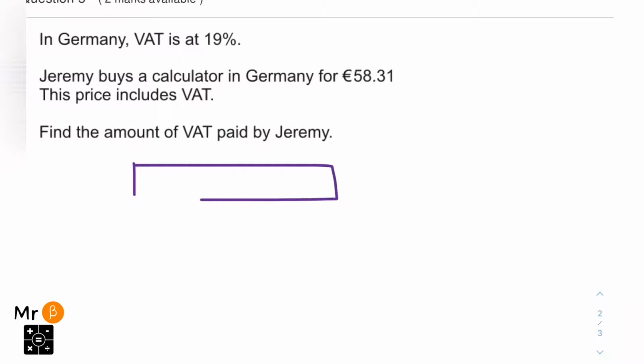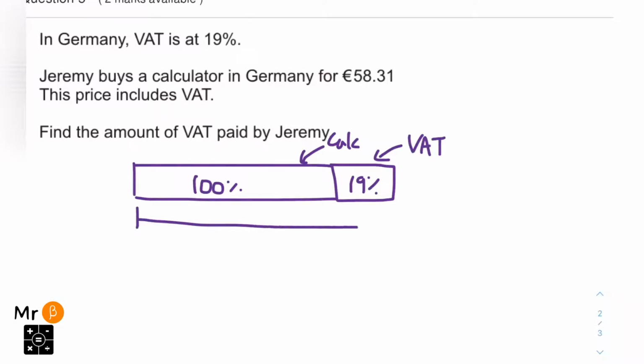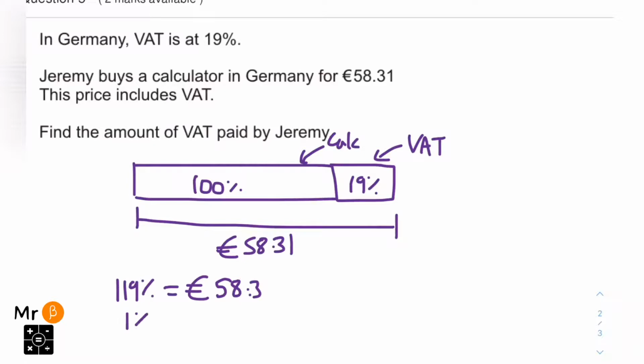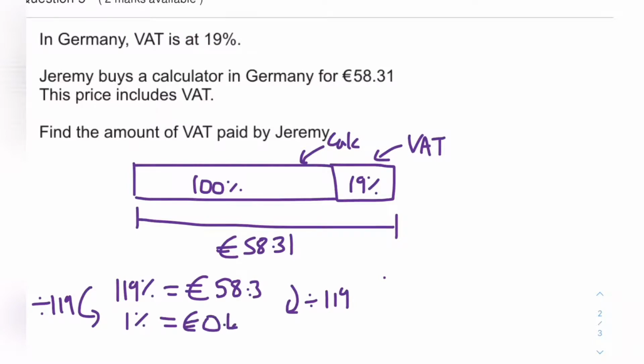So we have the price of the calculator, which is 100%. We then have the VAT, which has been added on. So this is our calculator price, and the VAT is the 19%. And that he has paid £58 and 31 pence. So we know that that £58.31 is equal to this 119%. So we're again going to go to 1% and we're going to divide both sides by 119. This is equal to 0.4899.